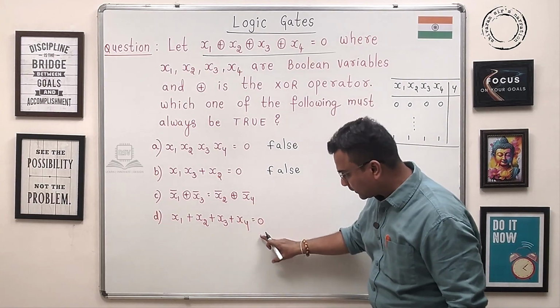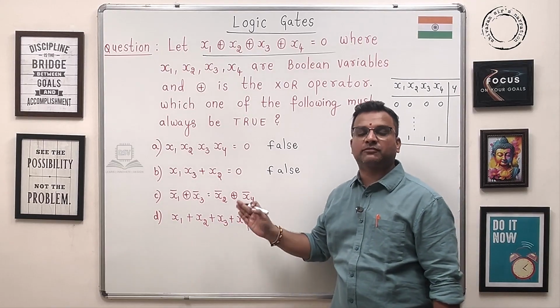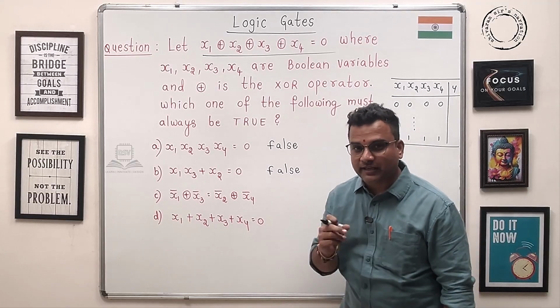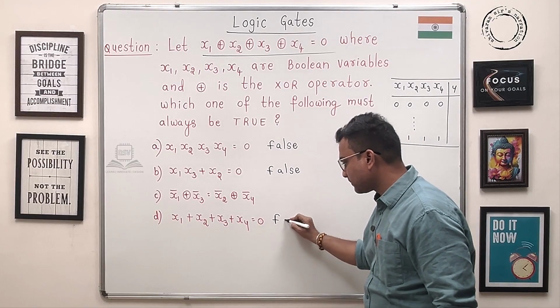Now even if you take the fourth one, x1 plus x2 plus x3 plus x4, 1 plus 1 plus 1 plus 1, then it will be 1 only. These are logical additions. Hence, this is also false.